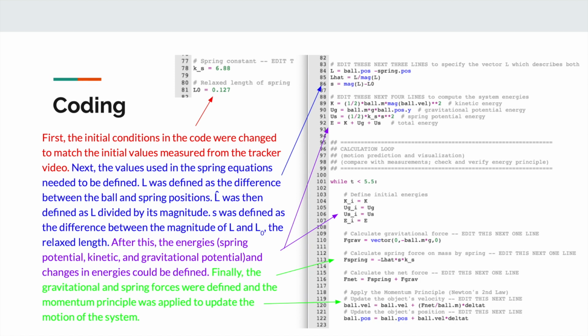Okay, so now let's get into the coding. First, the initial conditions in the code were changed to match the initial values measured from the Tracker video. Next, the values used in the spring equations needed to be defined. L was defined as the difference between the ball and spring positions, and L hat was then defined as L divided by its magnitude. S was defined as the difference between the magnitude of L and L naught, the relaxed length. After this, the energies, spring potential, kinetic and gravitational potential, and the changes in energies could be defined. Finally, the gravitational and spring forces were defined along with the net force, and the momentum principle was applied to update the motion of the system, just as we did in all of our other labs.